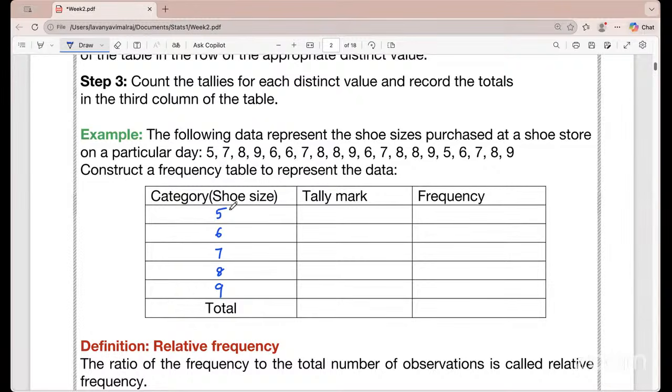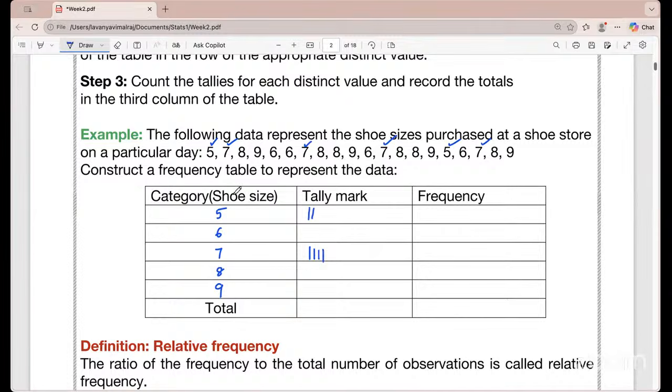So first of all, 5, how many times is it appearing? Two times. So we are putting 2 lines representing these 2. And then how many times is 6 appearing? 6 is 3 times. And 7 is appearing 4 times.